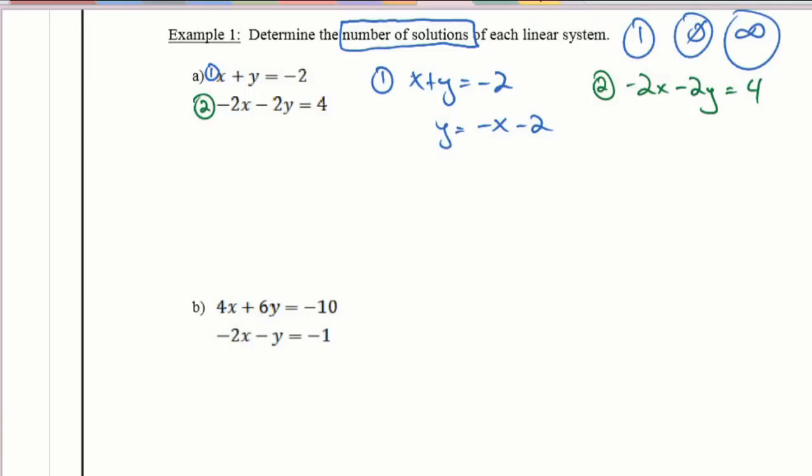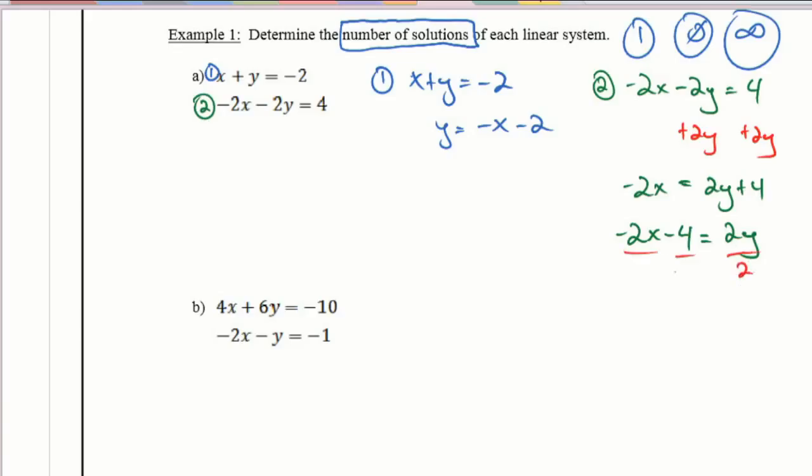So I'm going to add 2y to both sides. Then I'm going to move the 4 over after. So I have negative 2x is equal to 2y plus 4. Subtract 4 from both sides. Negative 2x minus 4 is 2y. And then divide everything by 2. Show that step. So I get negative x, or negative 1x, minus 2 is equal to y.